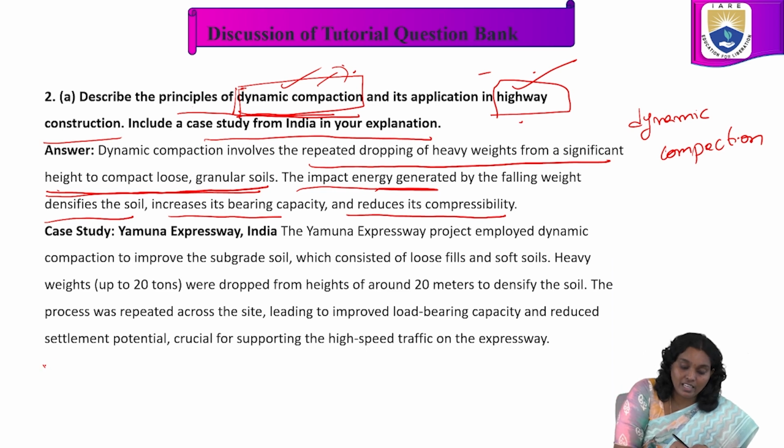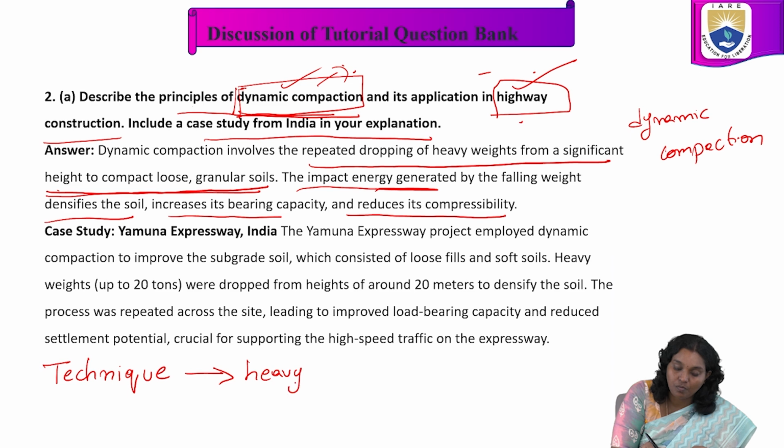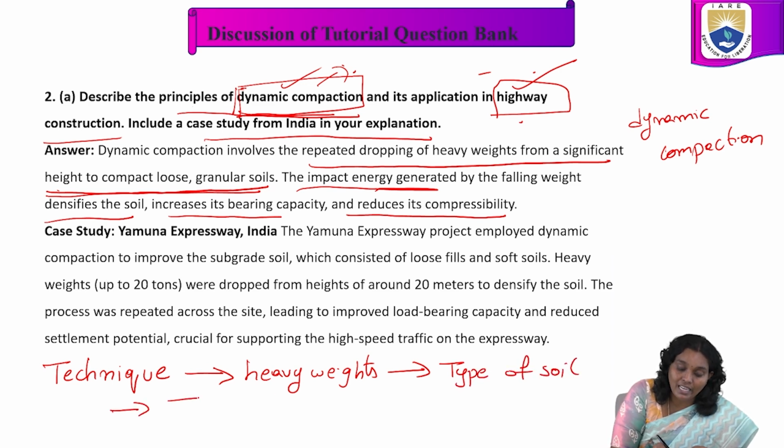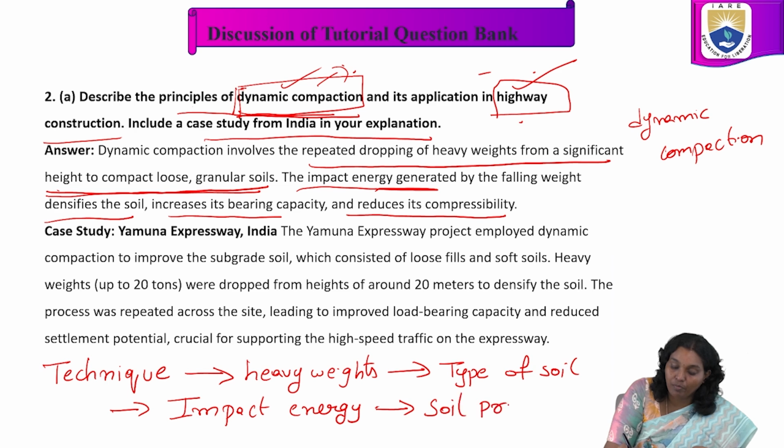What is it going to affect? Here, we write this in terms of the technique. What technique is it? It is a dynamic technique. How does it work? Because of these heavy weights from significant heights, we have to mention what type of soil. Then the impact energy, what we get from this, what type of process generated by the falling weight, and what kind of soil properties are affected and improved.